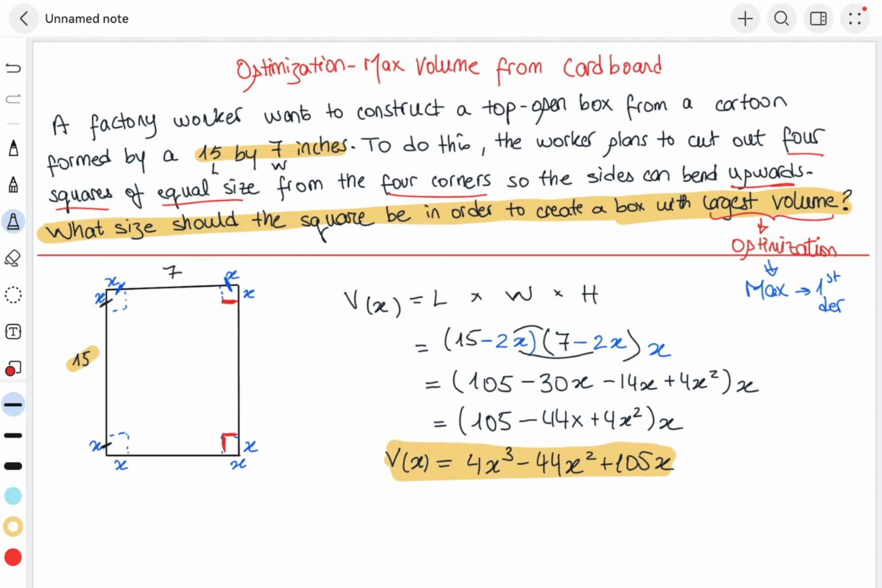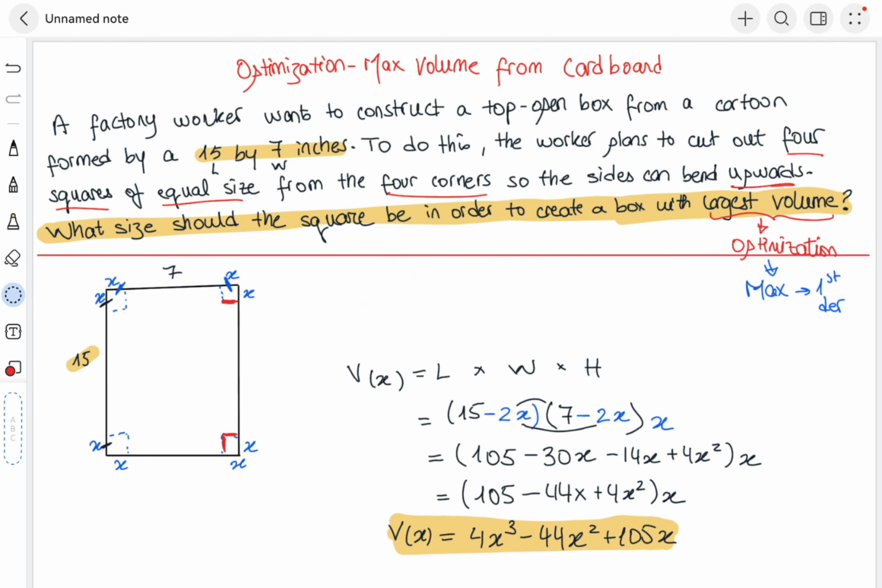Now, I forgot to mention, whenever we are working with cases like that, we have conditions. For example, x cannot exceed a certain number. So here, we look at the smallest number between the length and width. And here the smallest number is 7. So we'll have a condition: 7 minus the two x's that we remove should always be greater than 0, because we cannot have a negative length. And now we solve for x.